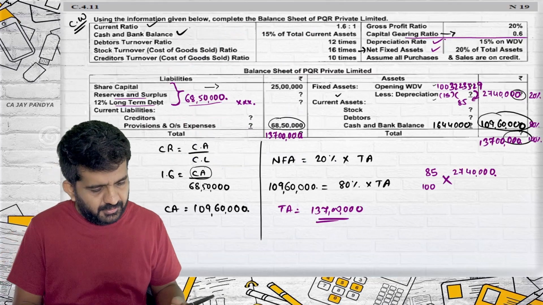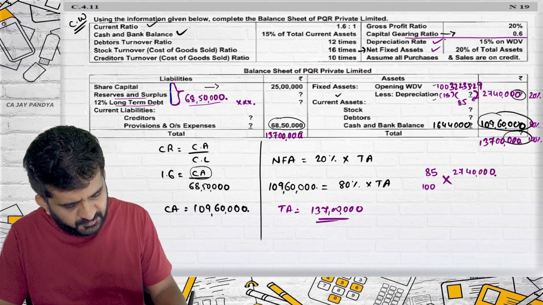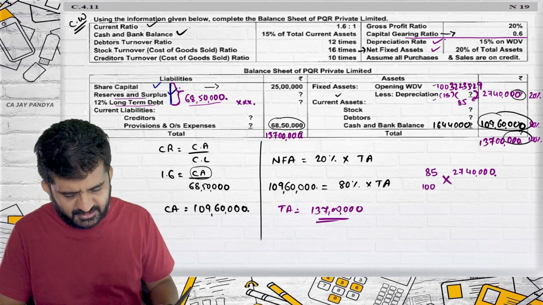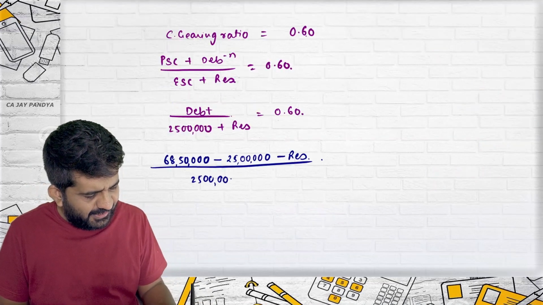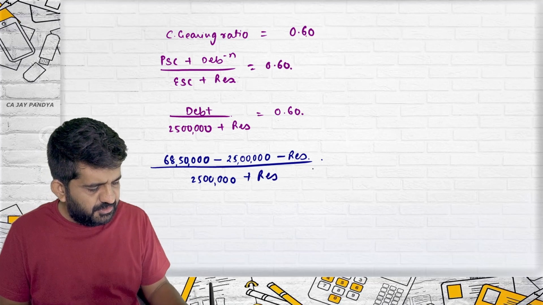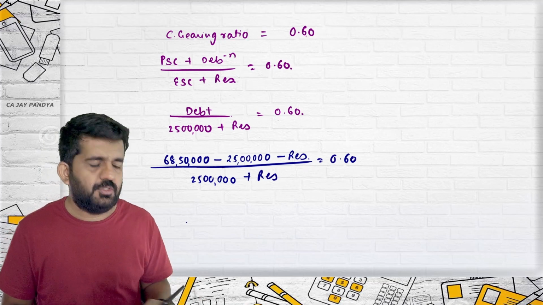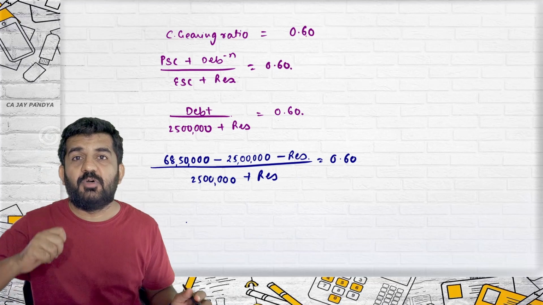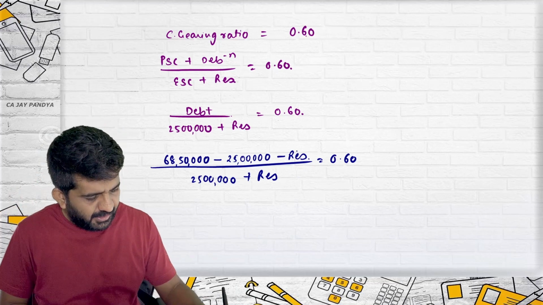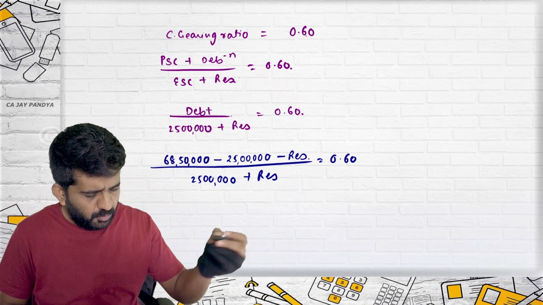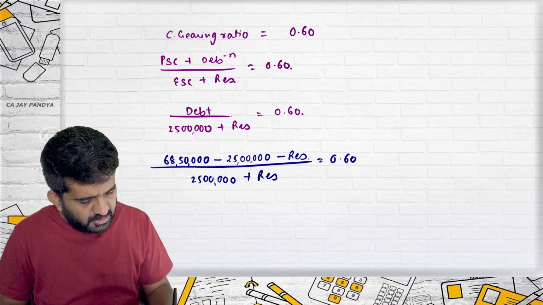See once again, what is that? Total of these three minus this, upon 25 lakhs plus reserve, is equal to 0.60. Sir, why did I do this? To convert two variables into one variable. Now I require only one variable, right? And now I am having only one variable, which is reserve. I will be terming it as X.